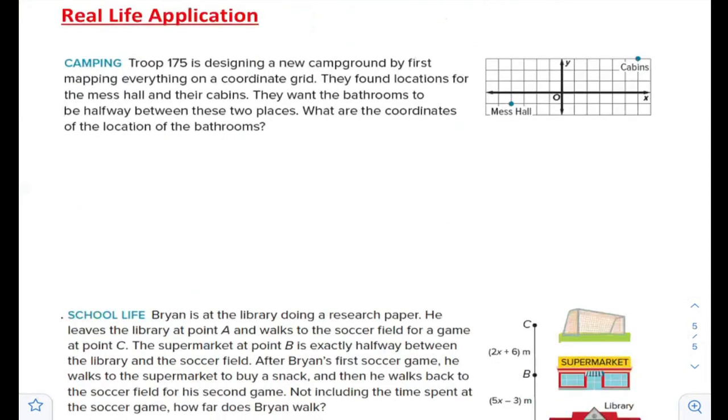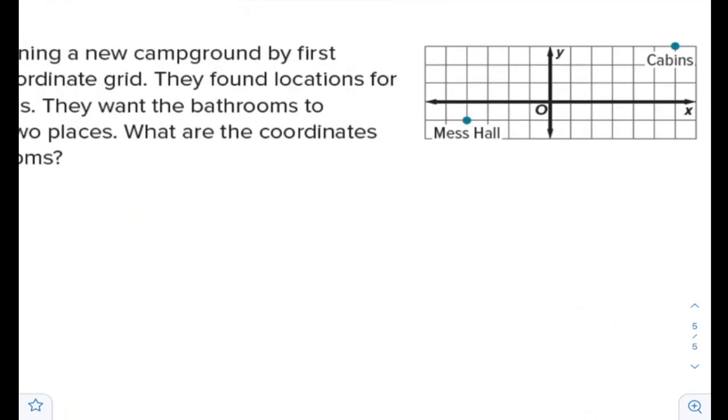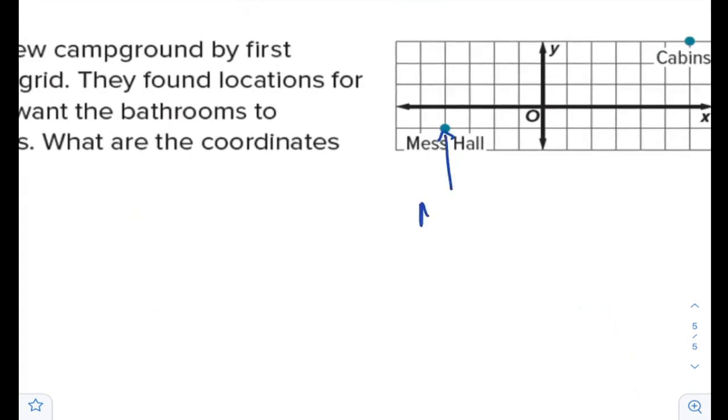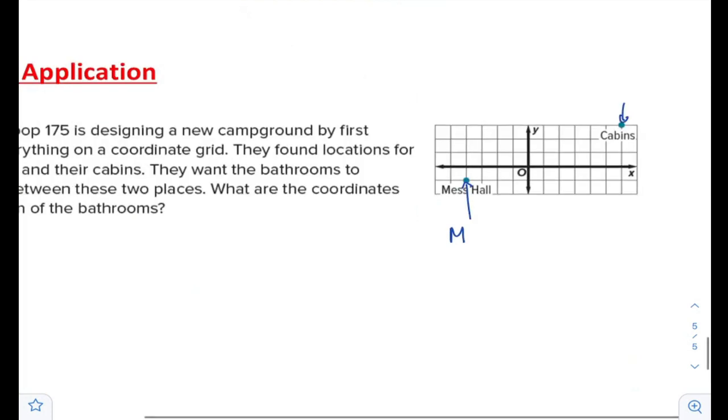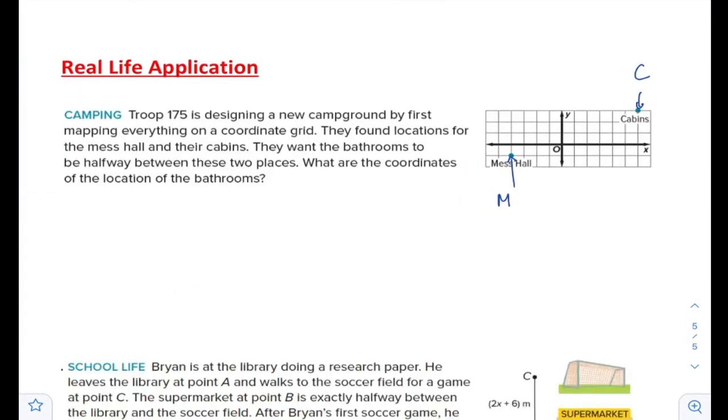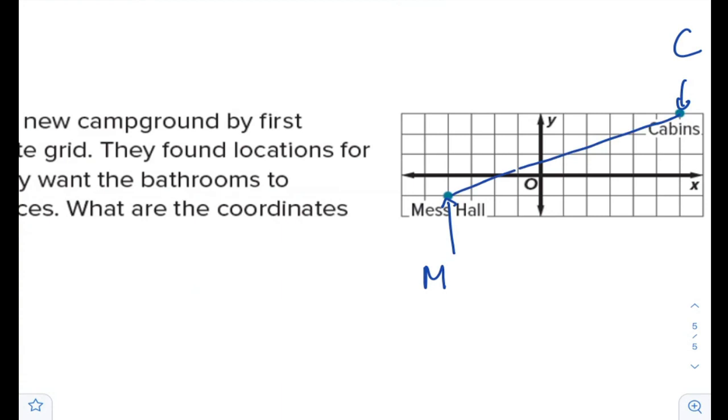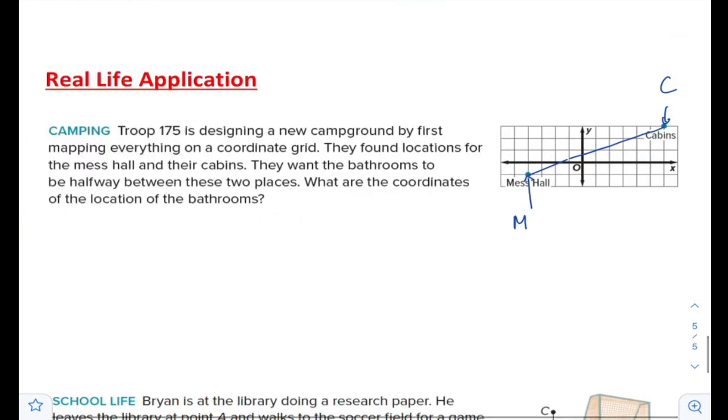Real-life application. Troop 175 is designing a new campground by first mapping everything on a coordinate grid. They found locations for the mess hall and their cabins. So from all the text, we want the math part, which is the location of the mess hall, M, and the location of the cabins, C. Now they want the bathroom to be halfway between these two places. So we have to find the midpoint because it's halfway between these two locations. What are the coordinates of the location of the bathroom?